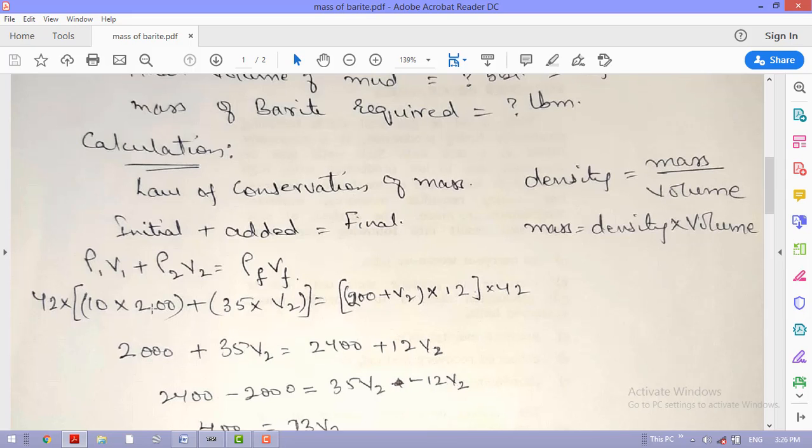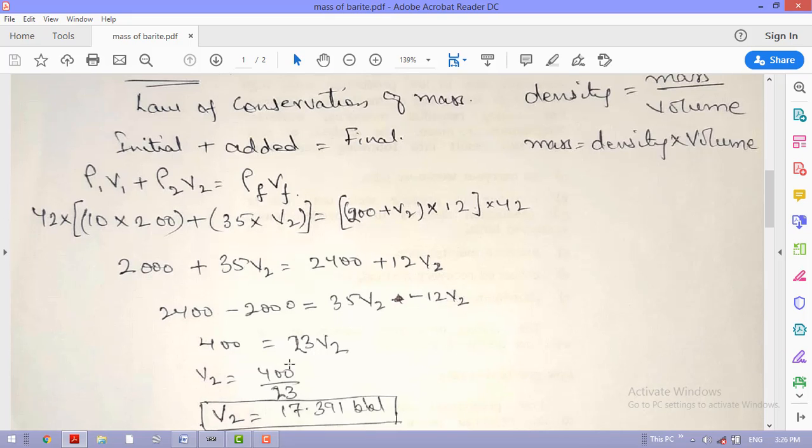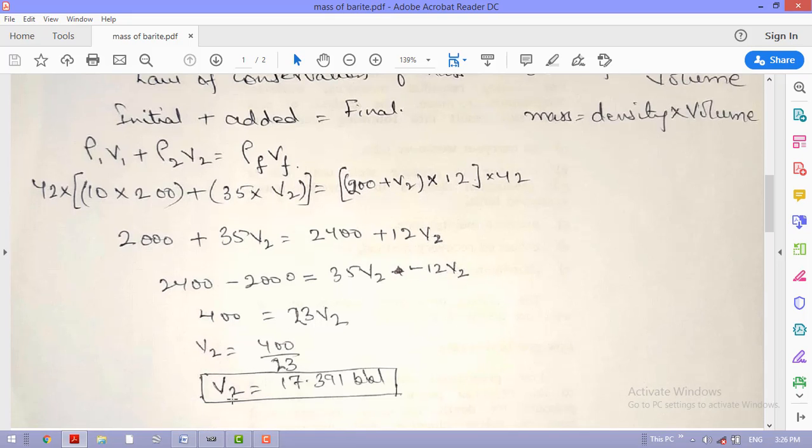After simplification, I got the next step as 10 into 200, which is 2000, plus 35 V2 is equal to 200 into 12, which is 2400, plus 12 V2. I have taken the like terms to one side: 2400 minus 2000 equals 35 V2 minus 12 V2. Once I simplified this, the final answer for the volume of barite is 17.391 barrels.